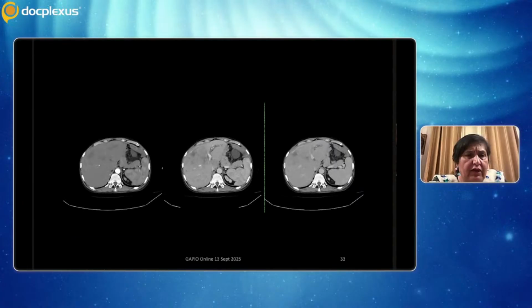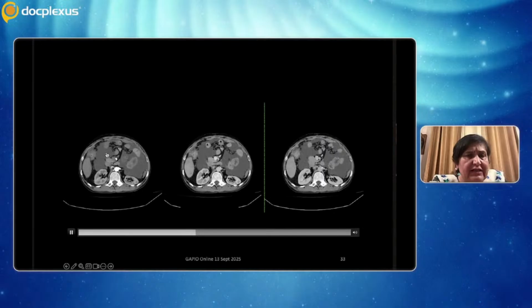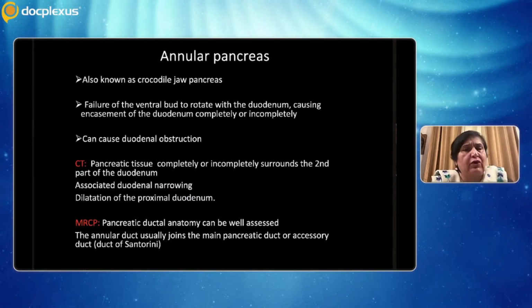So if we play this again, you will see this particular thing. As we go down, if you continue to follow the pancreas, you would see this lesion over here, which is actually an annular pancreas. This is an annular pancreas, which is surrounding the duodenum, and you are seeing it surrounding the duodenum. So this is also known as the crocodile jaw pancreas because of failure of the ventral bud to rotate with the duodenum, causing encasement of the duodenum either completely or incompletely.